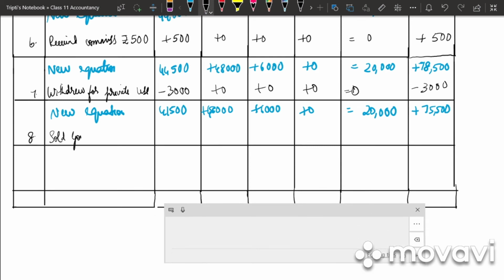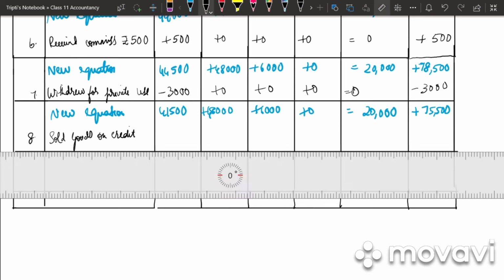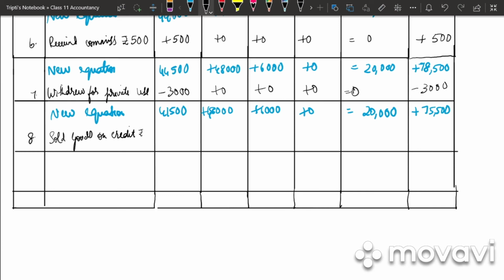Next eighth we have sold goods on credit. In bracket we'll be writing rupees 40,000. In bracket we write cost rupees 30,000. So when we are selling the goods, there is no change in cash.